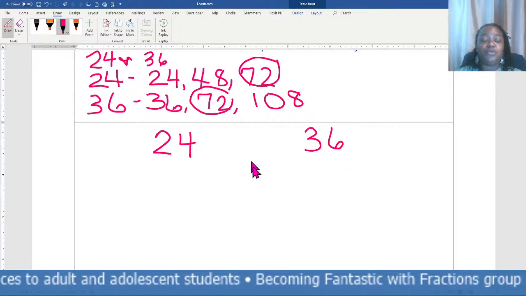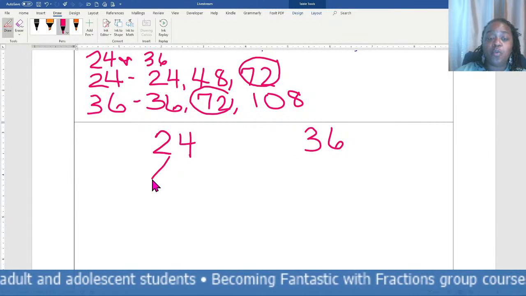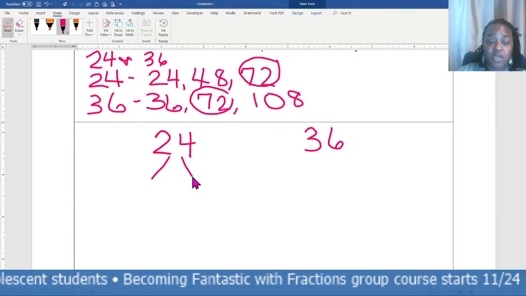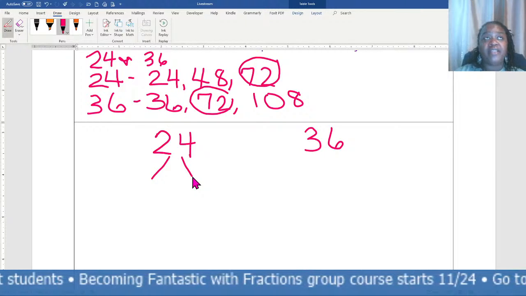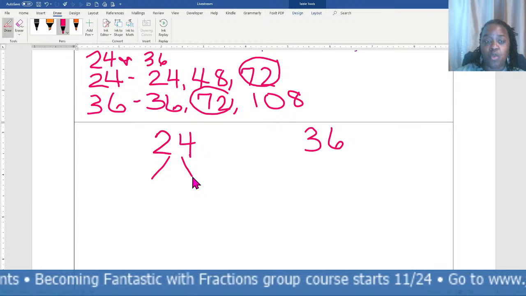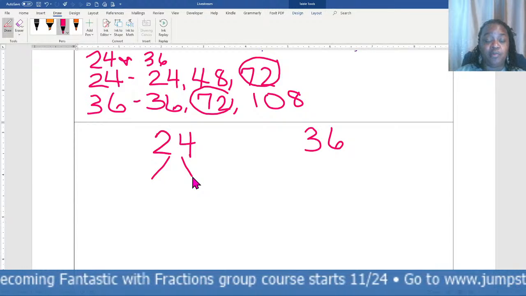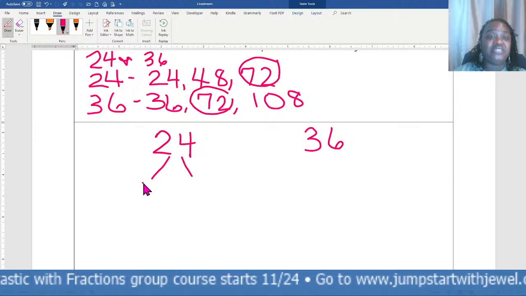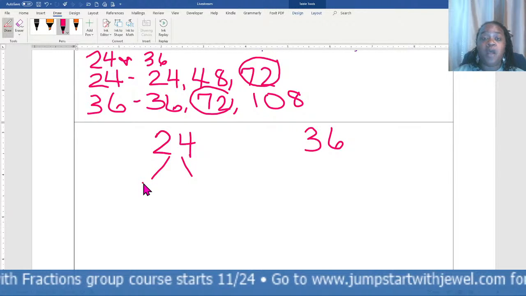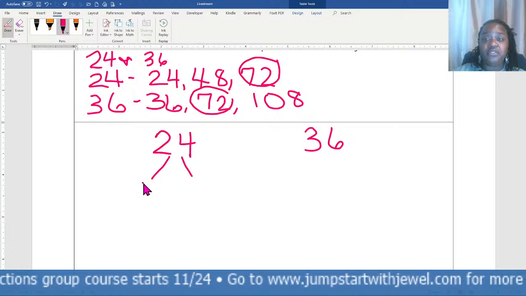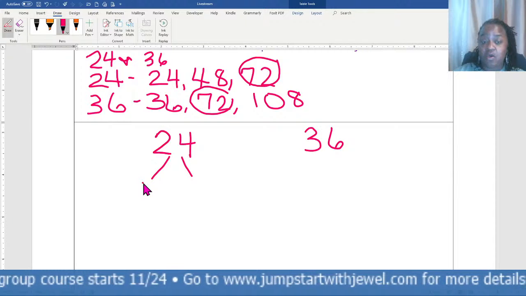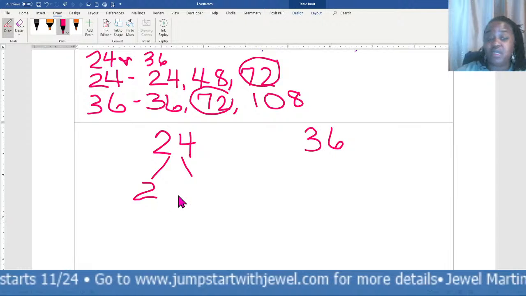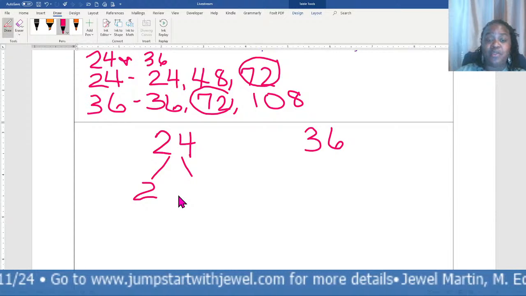So what you do, you put down the factors. What are the two numbers that you can multiply together to give you 24? I usually try to use one large number and one prime number, or one prime number and one composite number. A prime number is a number whose only factors are 1 and itself. So a prime number for 24 is going to be the number 2, because the only factors 2 has are 2 and 1.